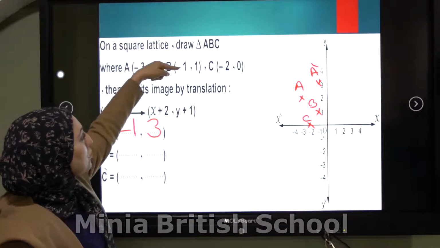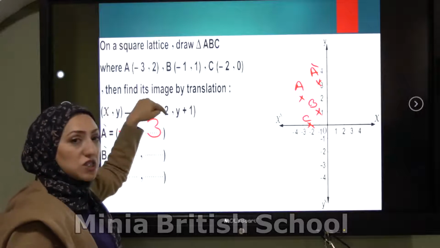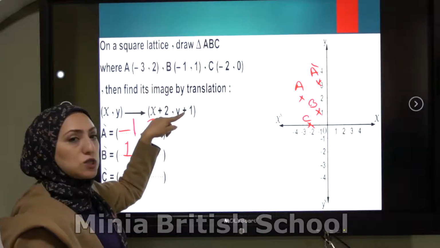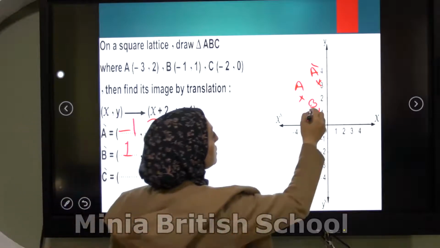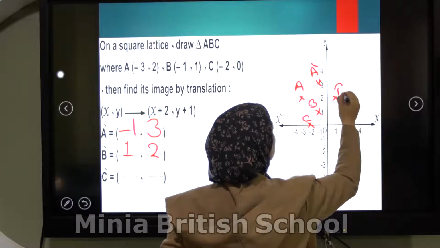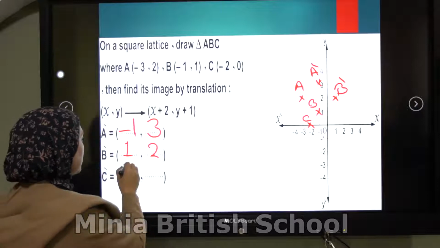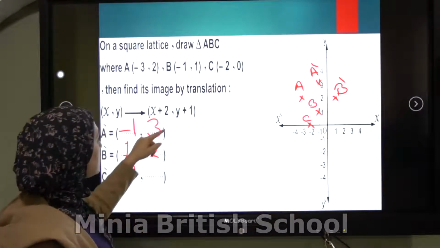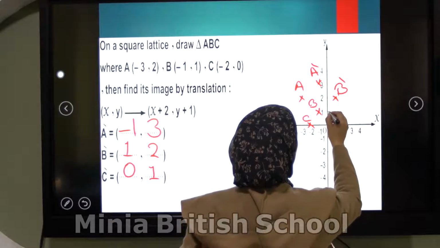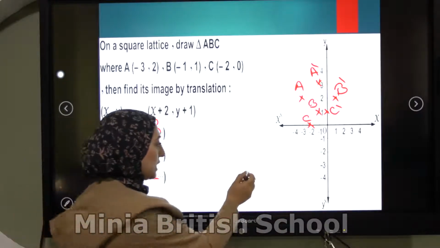Then B dash, negative 1 plus 2. The distance is adding 2 and the direction is positive. So here, negative 1 plus 2, it will be 1. And 1 plus 1, 2. This is the image of B, 1 and 2. B dash. C dash, here C, negative 2 plus 2 will be 0, and 0 plus 1 equals 1. So this is the image of point C, 0 and 1. So here it will be the image of C. Is it clear now? Let's see another one.